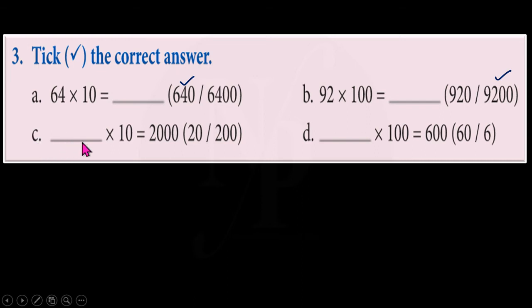C. A blank space is given here. Dash into 10 is equal to 2000. So if you multiply 2 by 10, you will get 20, and if you multiply 200 by 10, you will get 2000 as product. Therefore, 200 is the correct answer and we'll put a tick mark just above it. D. Dash into 100 is equal to 600. So the answer should be 6 because 6 into 100 is 600. So we will put a tick mark just above 6 here.